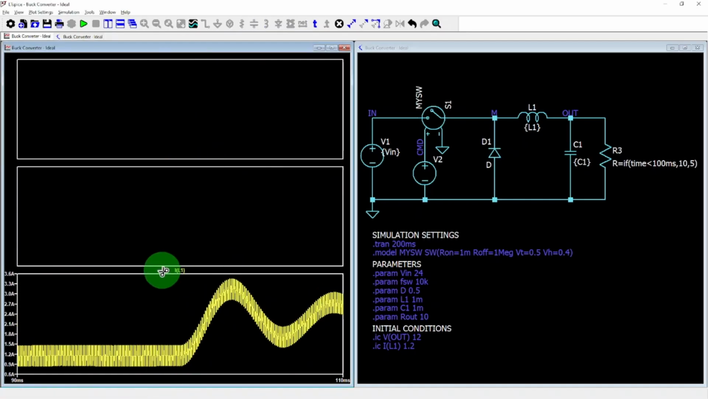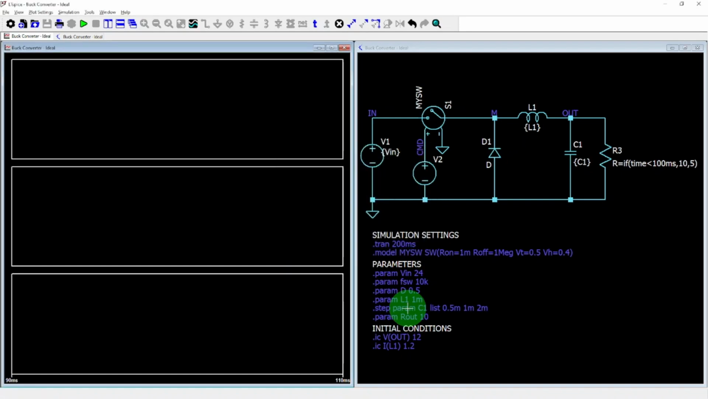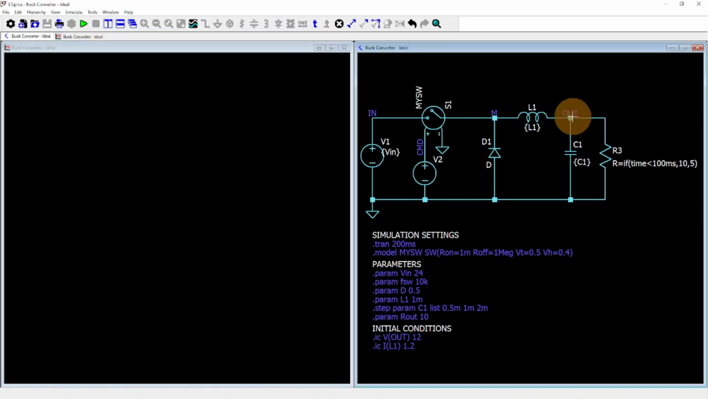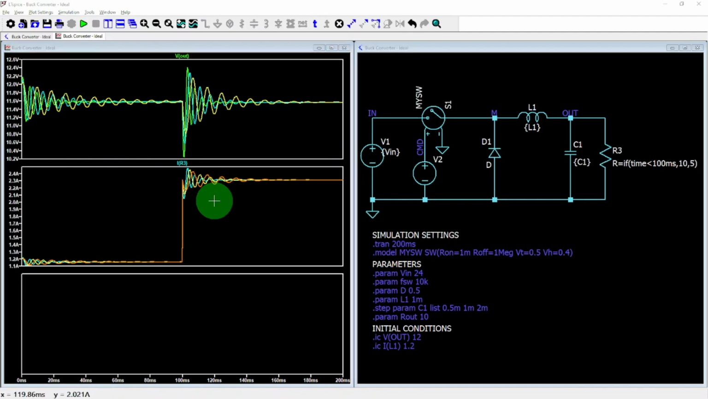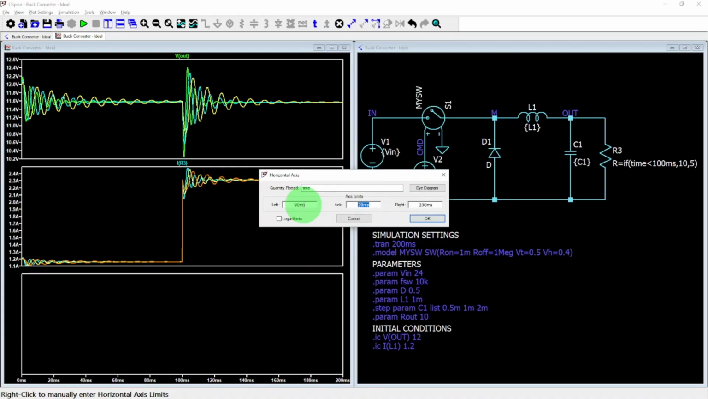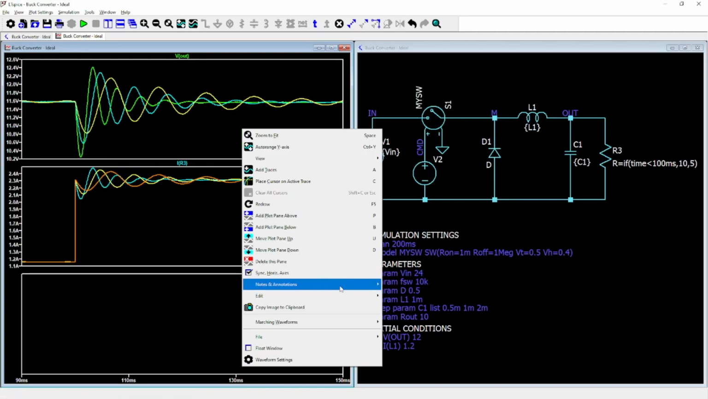Let's now explore how circuit parameters influence the undervoltage. First, we'll sweep capacitor values 0.5 millifarads, 1 millifarad, and 2 millifarads, and run the simulation. Let's zoom in between 90 and 150 milliseconds to better appreciate the effect of the output capacitor. As the capacitor value increases, the depth of the undervoltage dip decreases. However, the dynamic response slows down as the oscillation frequency is reduced.